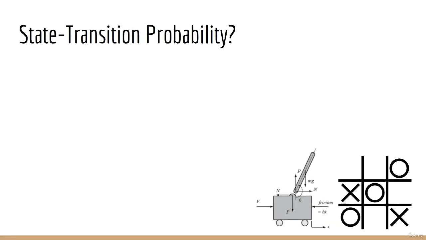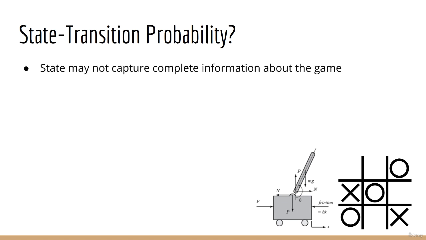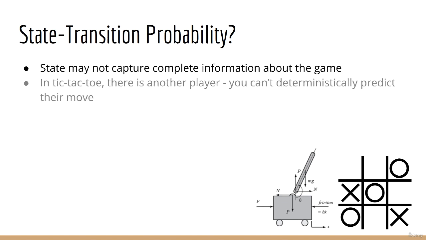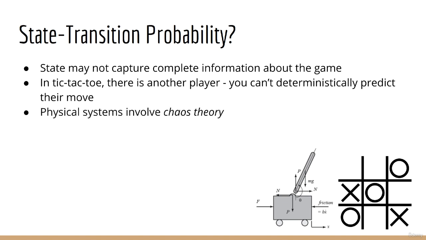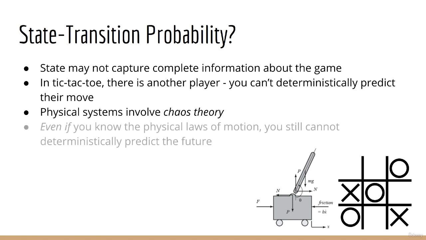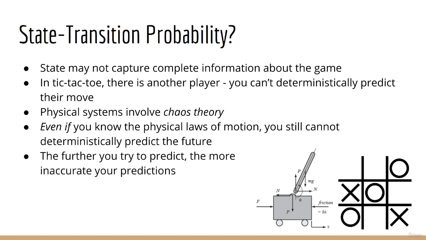The answer is that your state may not completely capture all the possible information about the environment. Consider tic-tac-toe again. In tic-tac-toe, there is another player. That player's moves cannot be predicted by a tic-tac-toe agent. Therefore, there are multiple possible moves that could occur between the agent's previous move and the agent's next move. If we're talking about physical systems, we also have to take into account chaos theory. That is, even if you know the exact laws of motion, this does not mean you can accurately predict the future. In fact, the further into the future you try to predict, the more unreliable your predictions become.